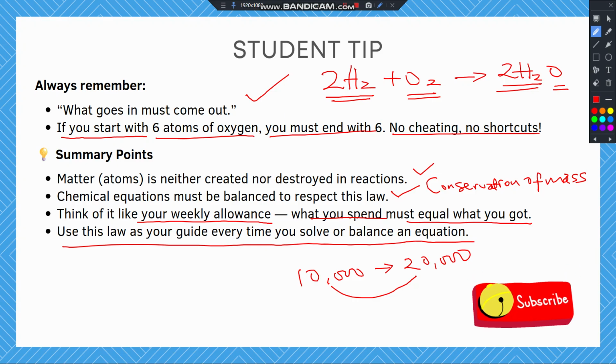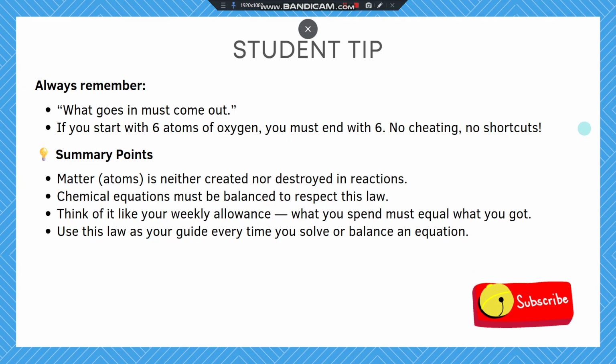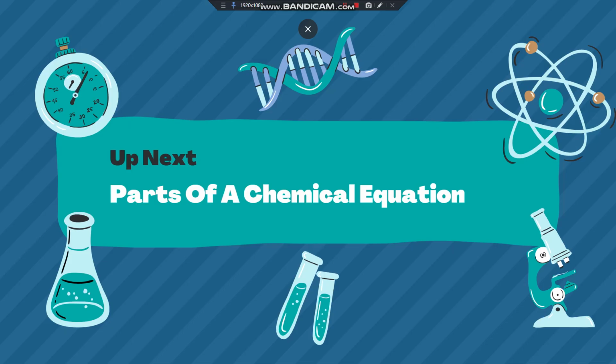So what we are saying in essence is, for every chemical equation you encounter, as far as the concept of science is concerned, what goes in must be equal to what comes out. So now that we have done thorough justice to the law of conservation of mass, the next thing to look at in this series will be the parts of a chemical equation. This is where we see things like the subscripts, the coefficients, the states of matter, and so many things that we'll be looking at in the next video.